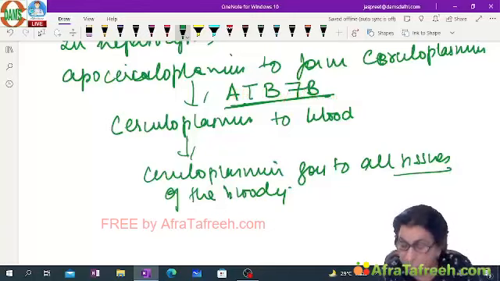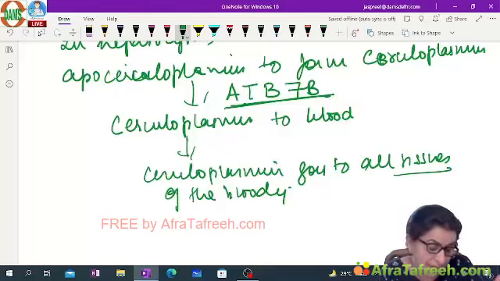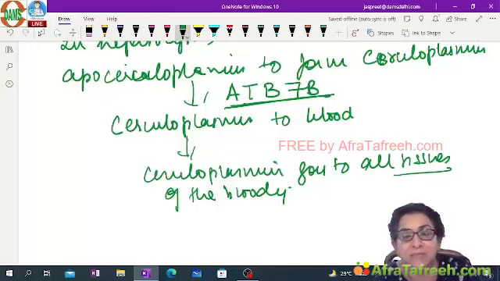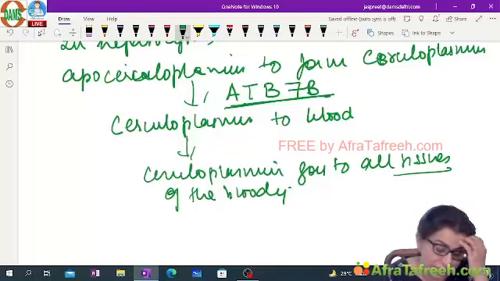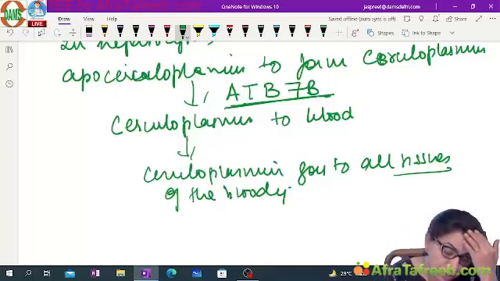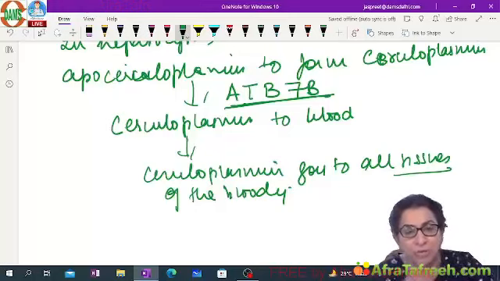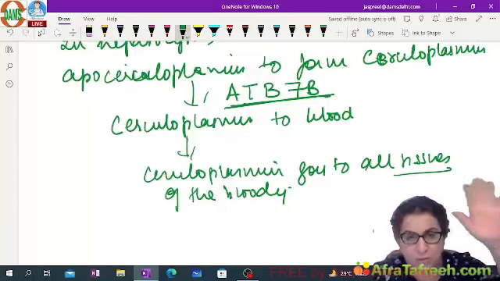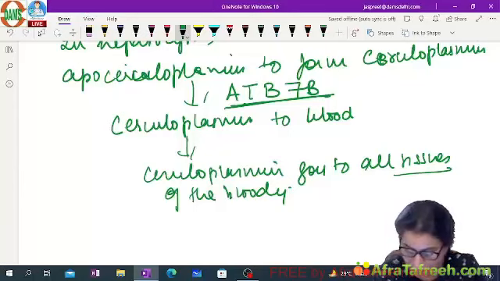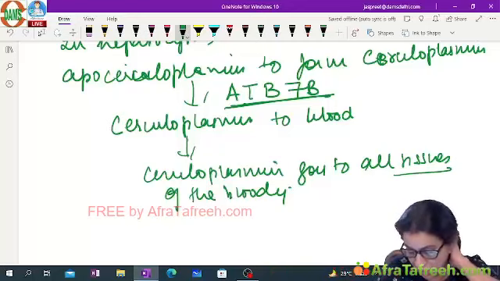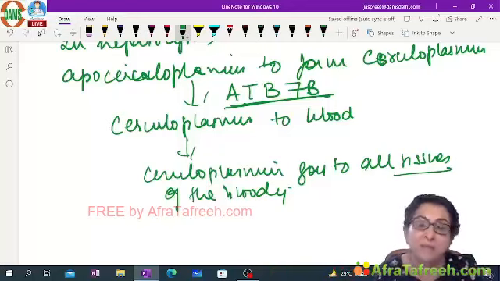This copper is important. Tissues need copper because copper acts as a cofactor for the functioning of many enzymes, like lysyl oxidase, tyrosinase, and cytochrome C. So copper is required by all our tissues. The copper binding protein is ceruloplasmin, which takes copper to all the tissues of the body, and an important protein that takes this ceruloplasmin-bound copper into the blood is ATP7B.